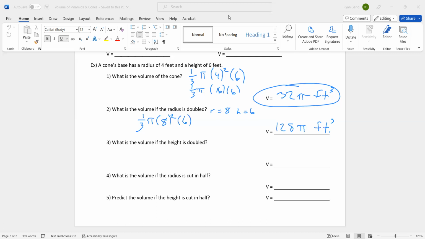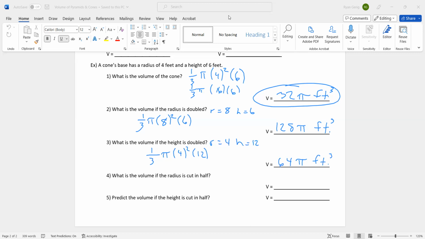Okay. What is the volume if the height is doubled? So back to the original. So the radius is back to 4. Instead of 6, the height's going to be 12. What I'm hoping that you'll see is that the radius has a much bigger effect than the height does. So that's 16 times 12 divided by 3, 64 pi. When the height's doubled, the volume was doubled also. 32 pi to 64 pi just doubled. Okay, the radius has a bigger effect.